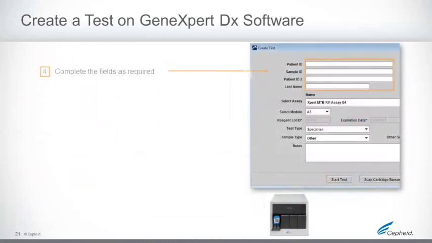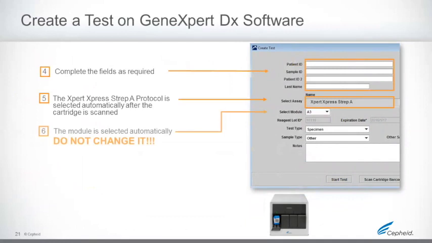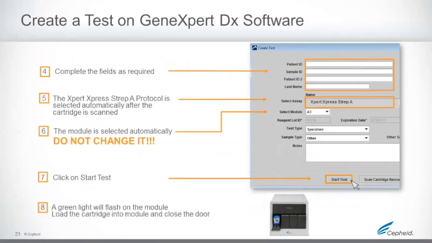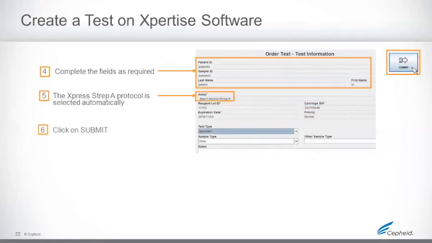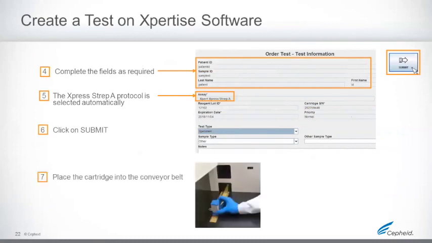In the GeneXpert Dx software, other fields may be required to be completed per your administrator. And step number 7, click on Start Test and load the cartridge into the module with the green blinking light. For the Xpertise software, please complete the required fields per your administrator. Click on the Submit button and load the cartridge onto the conveyor belt.